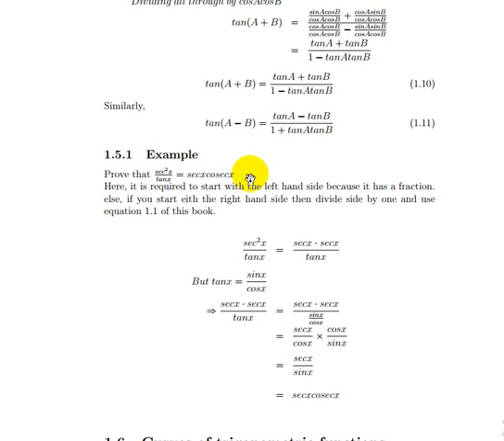The second point to put in mind is that you should always start from a side which has a fraction. So when you want to prove a trigonometric identity, the first point is that you should start from the side which is longest, and the second point is that that side must have a fraction.